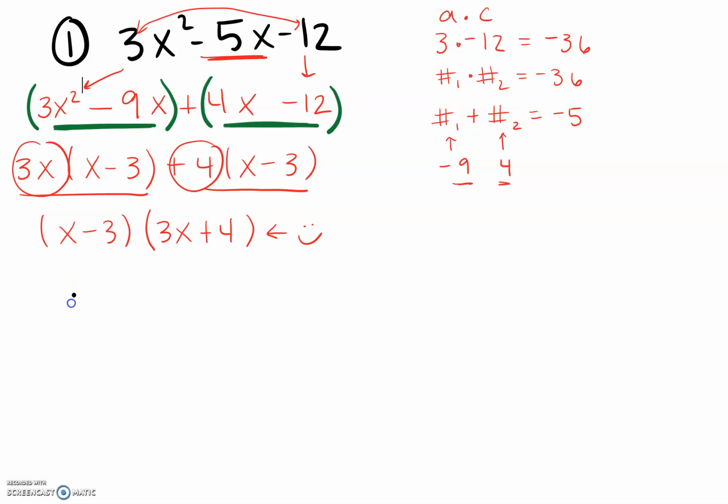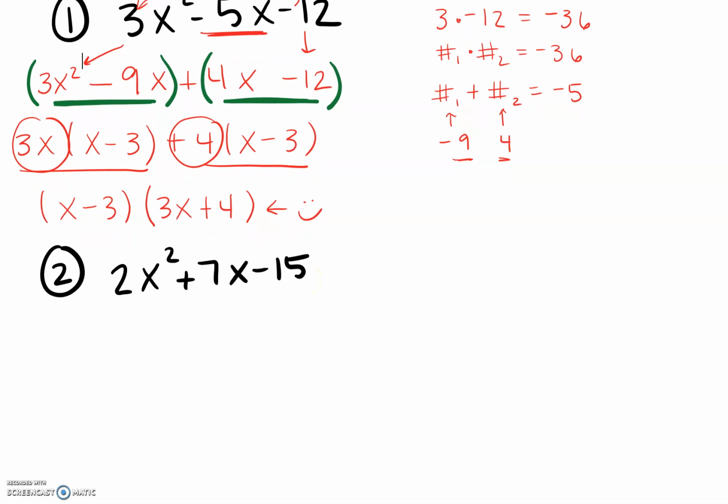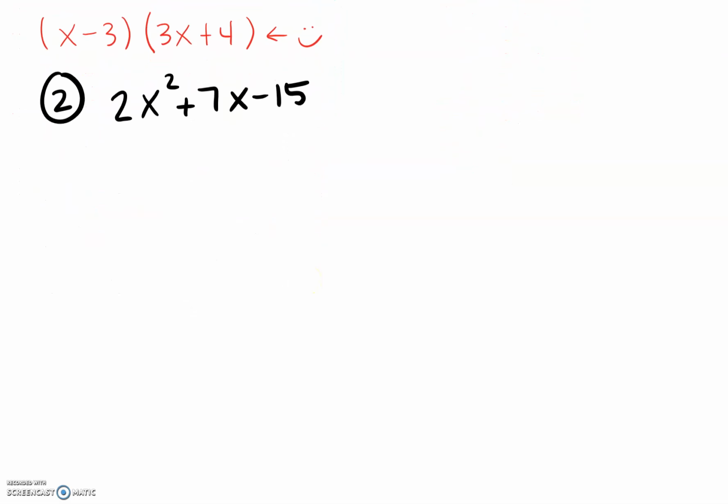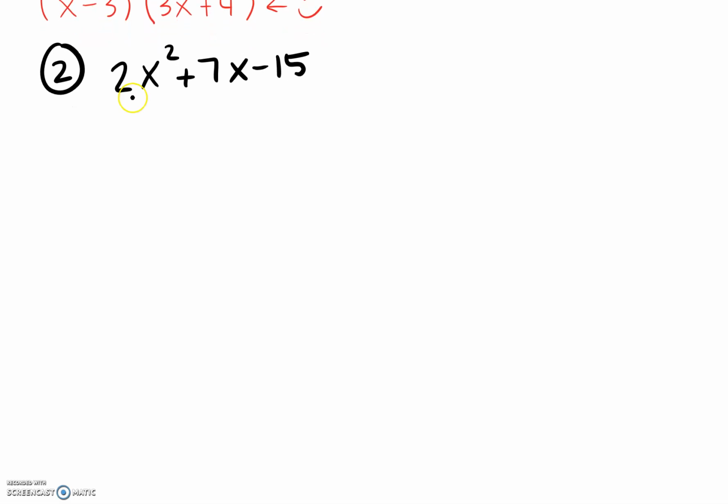All right, I'll do one more. So this is another problem on your homework. It was 2x squared plus 7x minus 15. So same thing as the last one. I'm going to have to factor by grouping because when I look at this, there are no greatest common factors between all three of my terms.